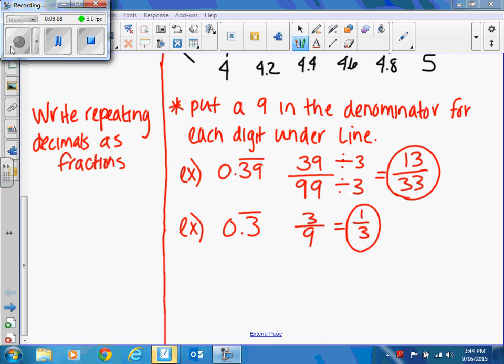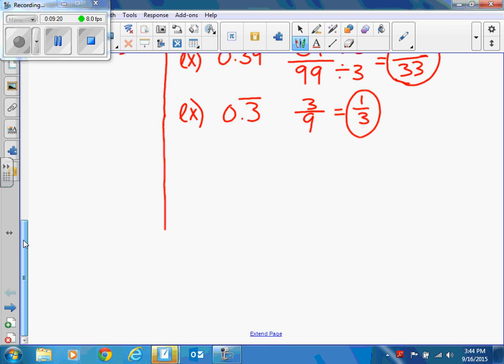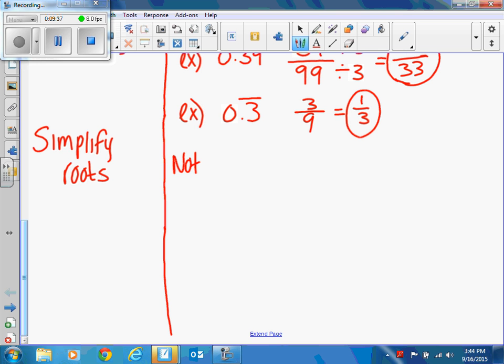All right, finally, we're going to look at simplifying roots. We're going to simplify and approximate roots. Okay, so before we get into this, I'm just going to talk briefly about some notation. Some of you might be familiar with this, some of you may not, so I'm just going to take a second to go over it.